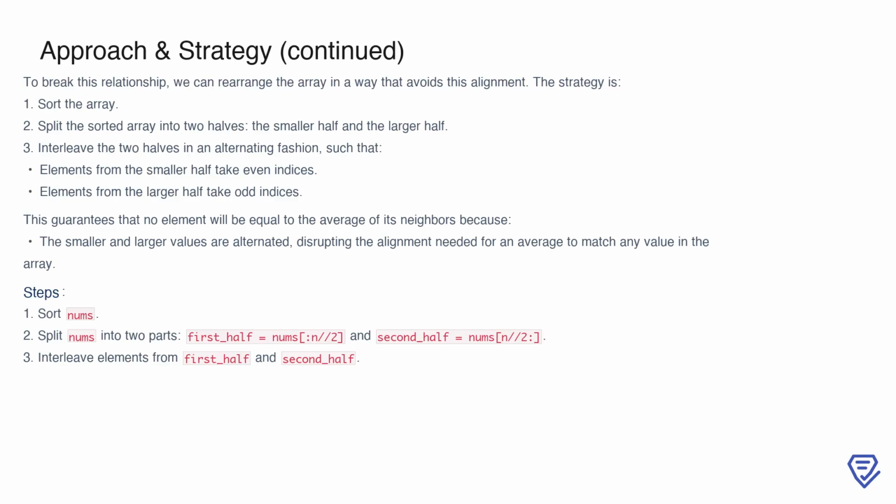Then, we split it into two halves, the smaller half and the larger half. Finally, we interleave the two halves in an alternating pattern, where elements from the smaller half occupy even indices, and elements from the larger half occupy odd indices. By alternating smaller and larger values, we disrupt the alignment that could lead to an element equaling the average of its neighbors. This ensures that the condition is satisfied.